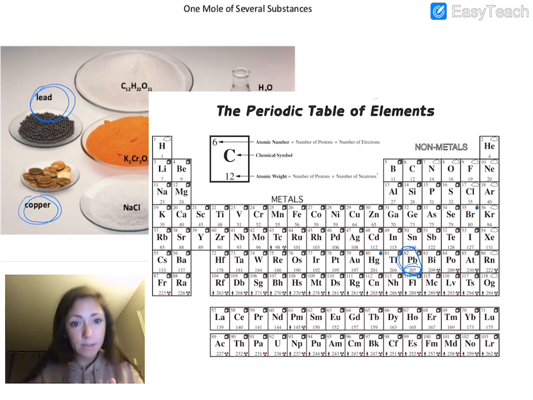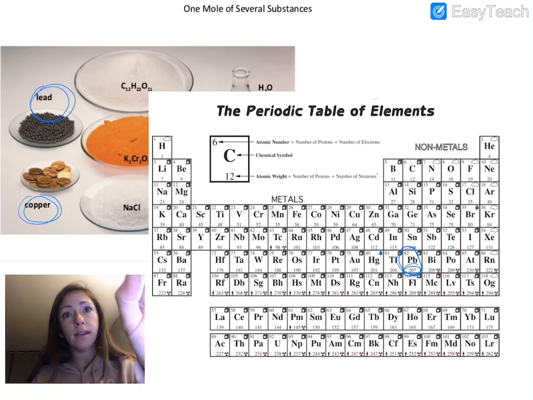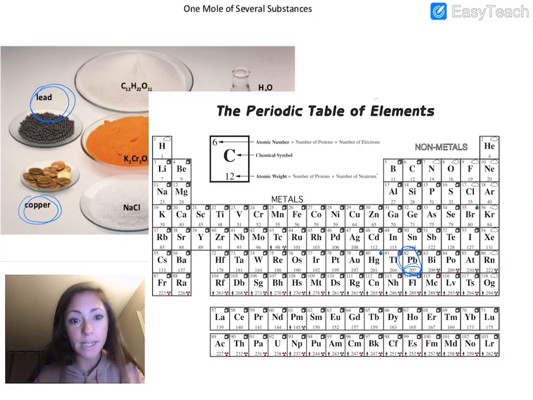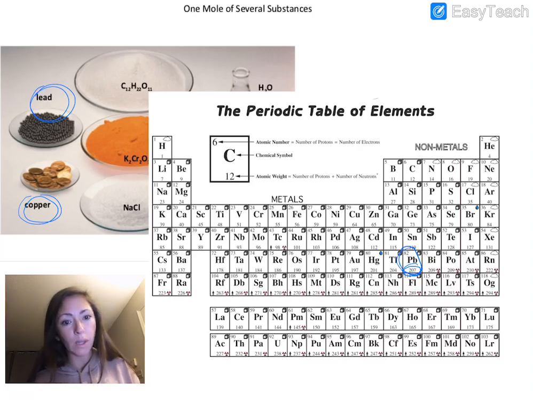Now, the reason why this is important is because if we're saying that all of these different substances up here, and I've got some of them covered now with my periodic table, if that's 1 mole, how do we know? Like, how do you know how much 1 mole is? Well, when we look at the table, that average atomic mass is the amount in grams that represents 1 mole for that element or that substance, okay?